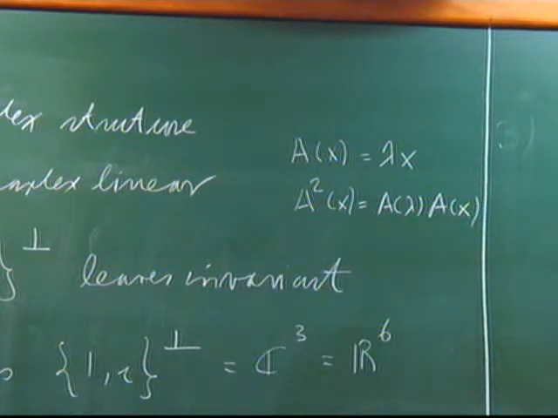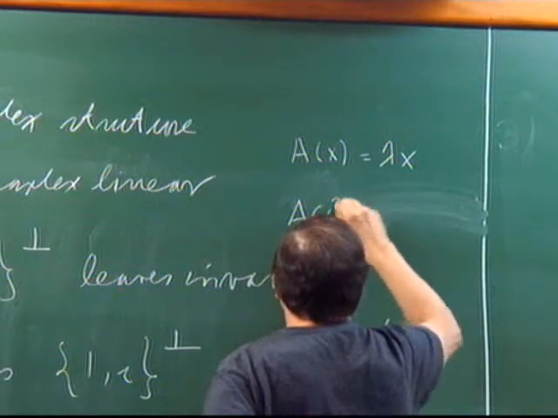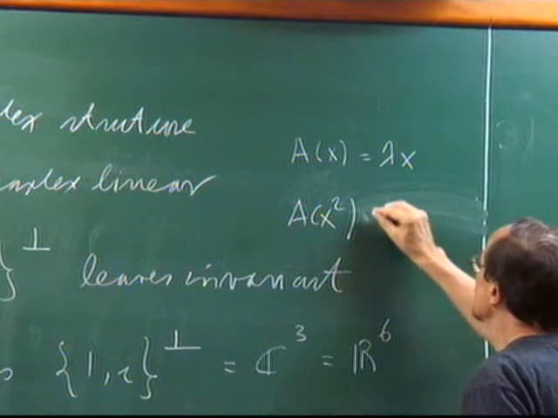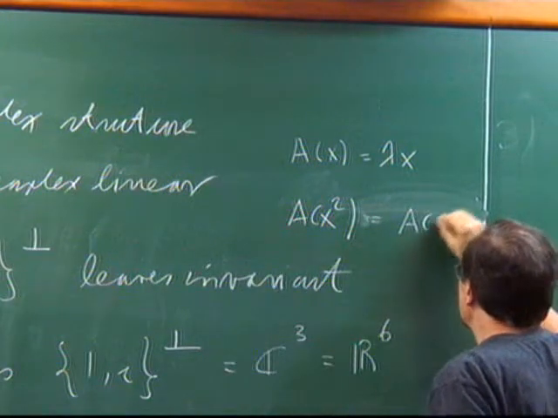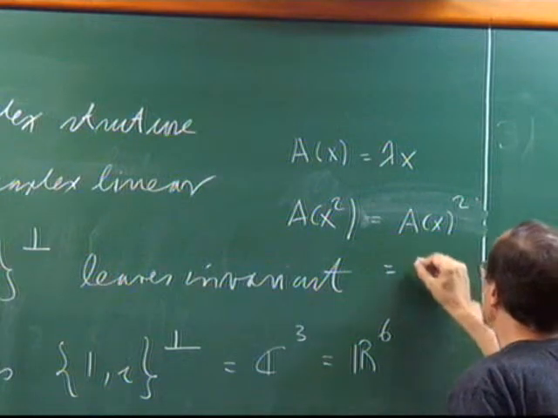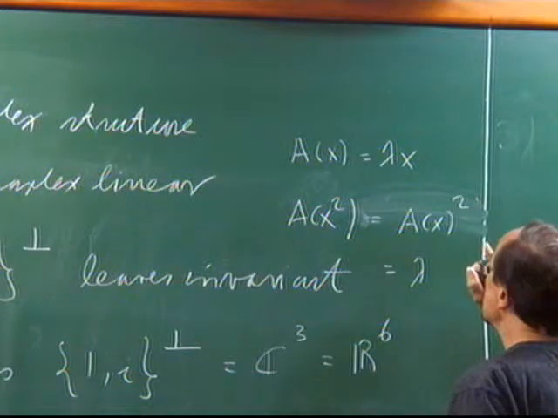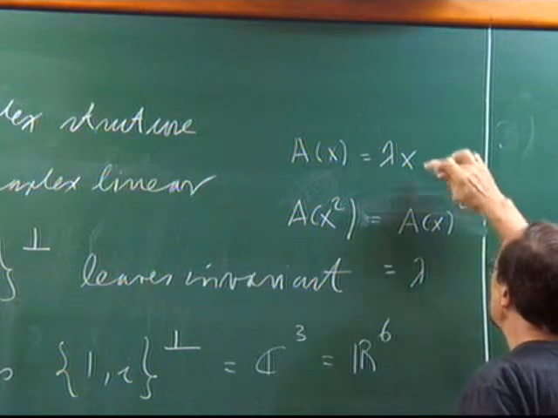No? Sorry, of x squared. Equals a of x squared. All right. Because lambda squared, x squared. And so lambda is complex. X is a Cayley number.